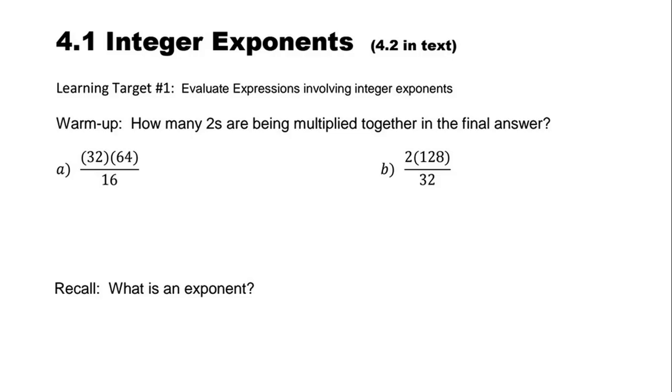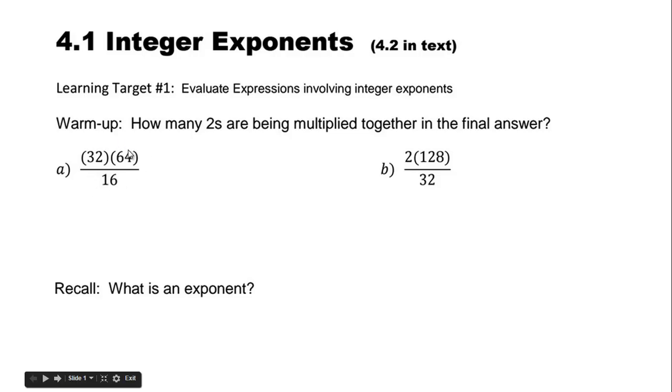And so that's going to require 2 things that we maybe don't know so much about. And that's going to be the exponent 0 and the negative exponents. And so we're going to just talk about exponents in general and look at what an exponent is first. And so for a warm-up, we want to ask how many 2's are being multiplied together in the final answer. This is going to be one of the skills that you're going to need to know how to do, to simplify something like this without a calculator.